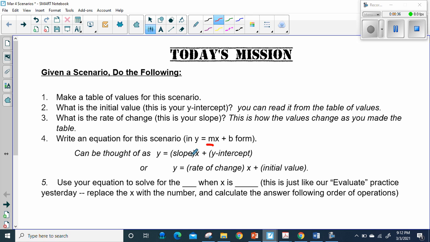Remember, the slope is our m. We also know that as rate of change. Our b is our y-intercept. So that's our initial value. So that we'll have already figured out in question 2, what's the initial value? And our slope, which is our rate of change, we'll have already figured that out in question 3. So we're just going to have to put it together. And then I'm going to ask you to solve. So this is just like our evaluating practice. I'm going to give you a value, stick it in the equation, and we figure out our answer. So let's try a scenario and see how this goes.